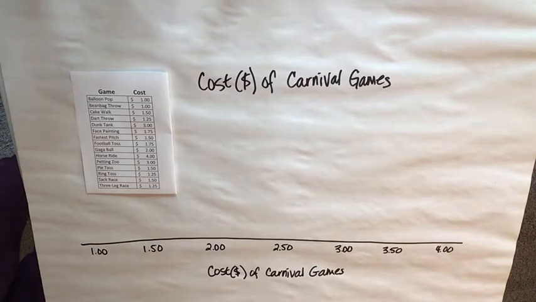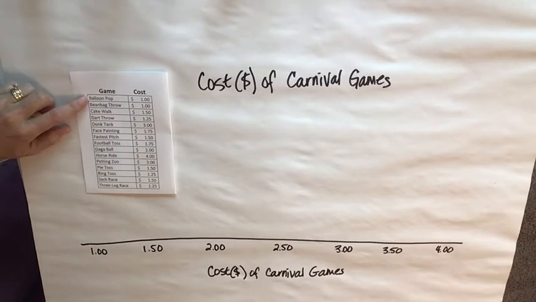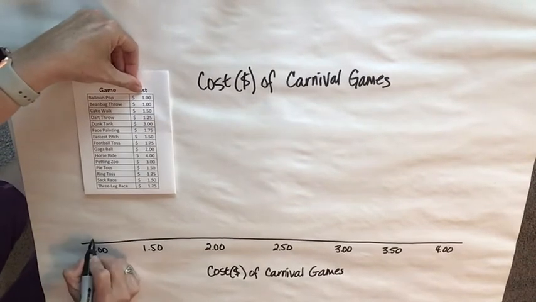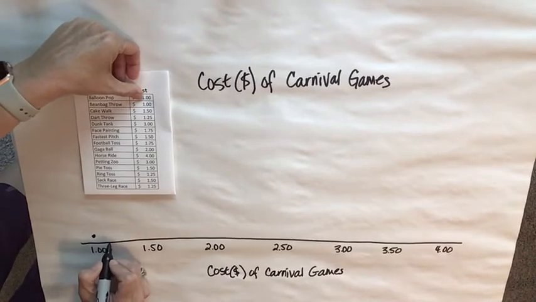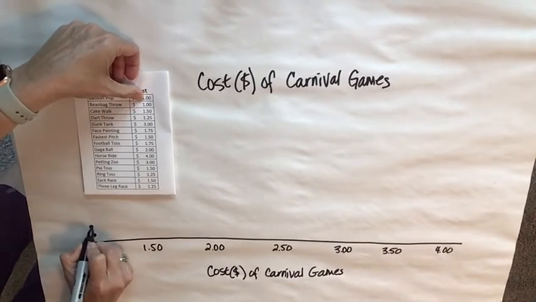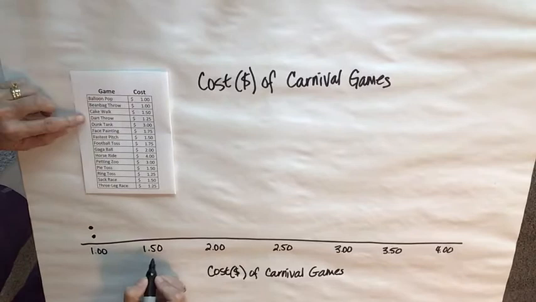So that means I don't have to include a key, because if a dot equals 1, I don't need a key. If you see a dot plot with no key, again, the dot equals 1. So we're just going to go down our list and put dots for each one. The balloon pop cost $1. It gets 1 dot. Beanbag throw, $1. Cakewalk, $1.50.